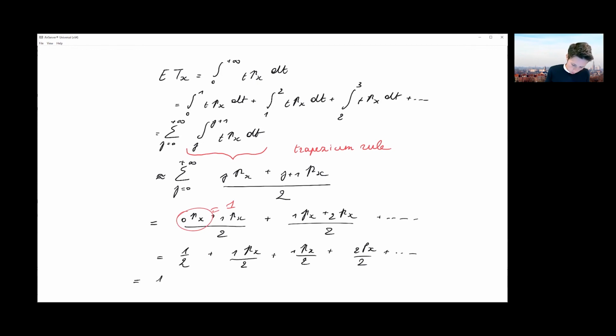So in the end, you'll find the following connection. It's 1 over 2, and then the sum over k, starting from 1, of kpx. And why is this so interesting? Because it shows us the connection between the two kinds of life expectancies that we introduced so far: the expected value of my Tx is equal to 1 over 2 plus the expected value of my Kx.